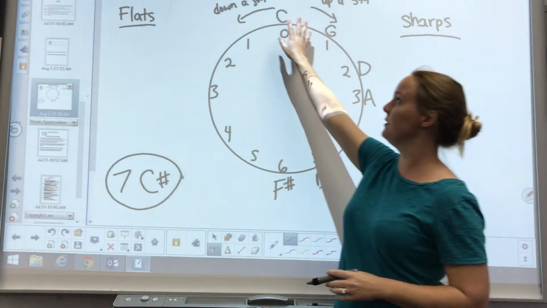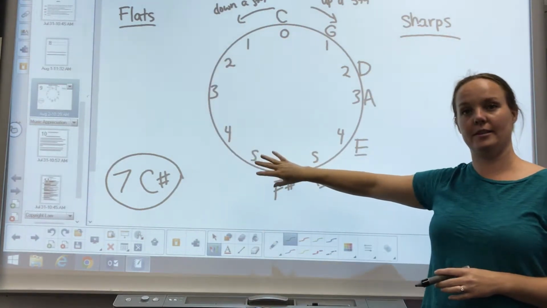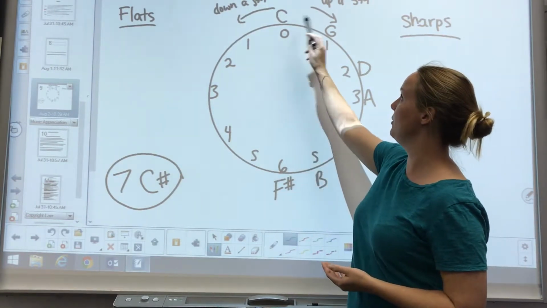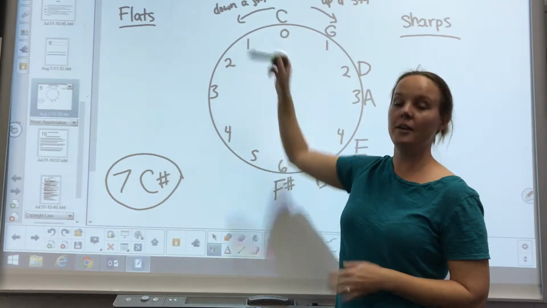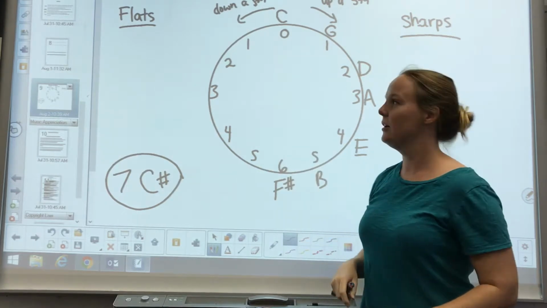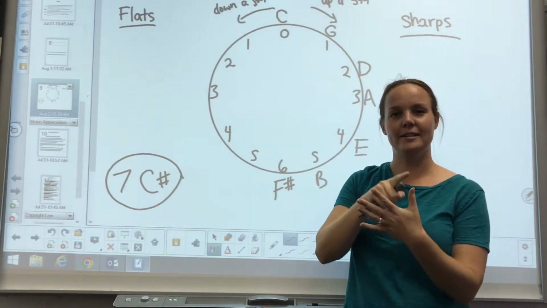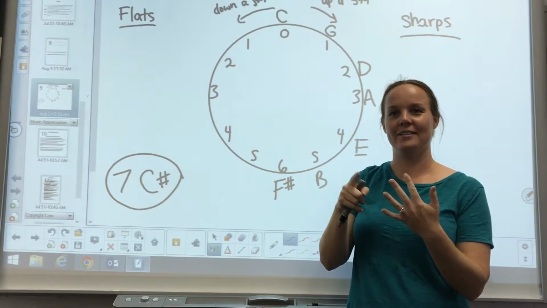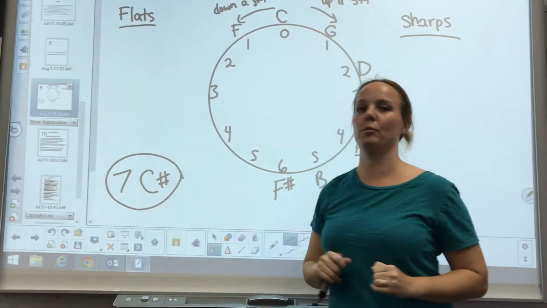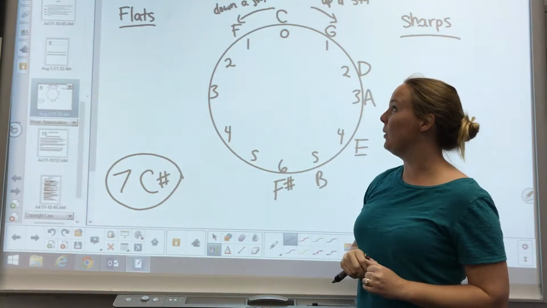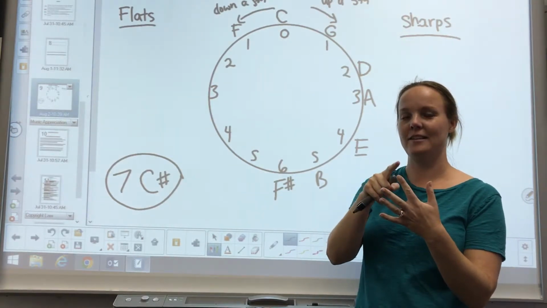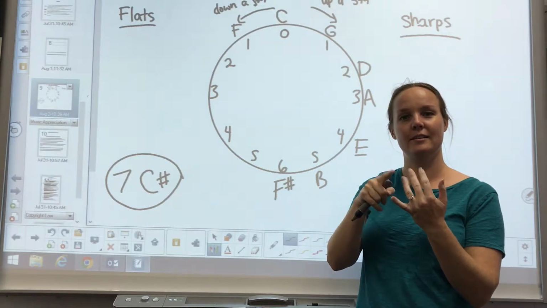If we go to the left, we're going to be doing all of our flat key signatures. Now, as you go to the left around the circle of fifths, instead of going up a fifth, you're going to be going down a fifth. So if we start on C, our key with 0 sharps and flats, and go down a fifth, we will land on, let's go backwards, C, B, A, G, F. So F is our key with 1 flat. If we go backwards from F down a fifth, we will land on F, E, D, C, B.